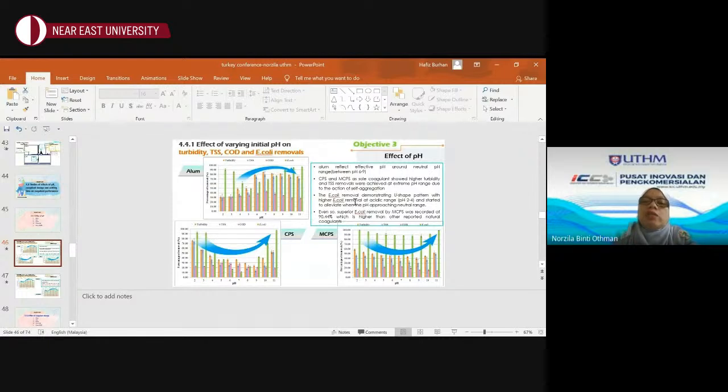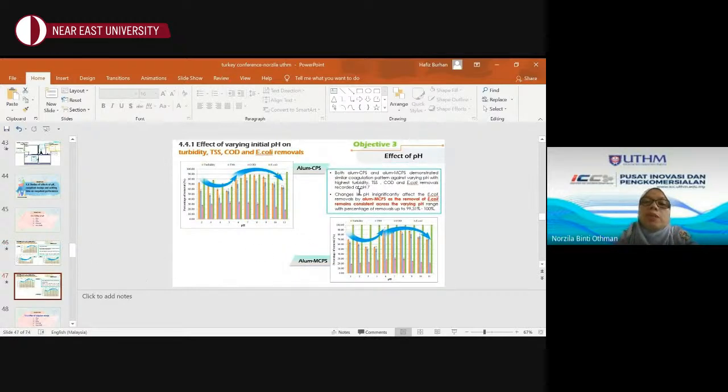The E. coli removal demonstrated a U-shaped pattern with the higher E. coli removal at acidic range. Both LMCPS and LMMCPS demonstrated similar coagulation patterns against varying pH, with highest turbidity, TSS, COD, and E. coli removal recorded at pH 7.